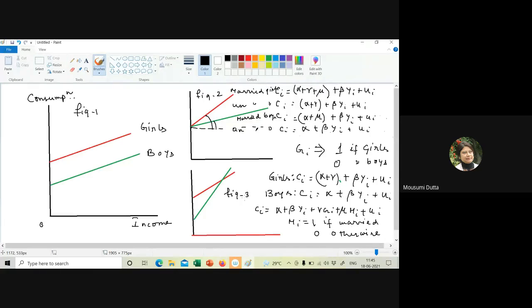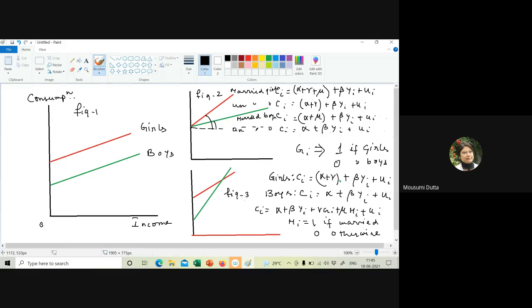In our examples, when we consider the married girls, the slope will be beta 1. Unmarried girls, the slope will be beta 2. Married boys, the slope will be beta 3. Unmarried boys, the slope will be beta 4, along with the fact that alpha plus gamma plus mu will be the intercept for the first group, alpha plus gamma will be the intercept for the second group, alpha plus mu will be the intercept for the third group, and alpha will be the intercept for the fourth group.